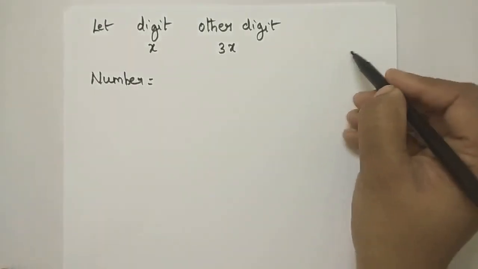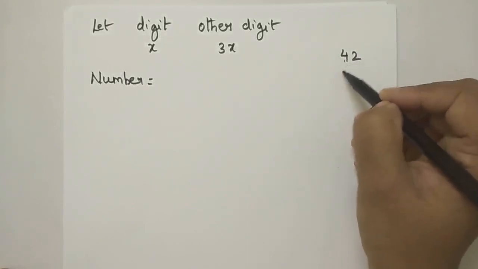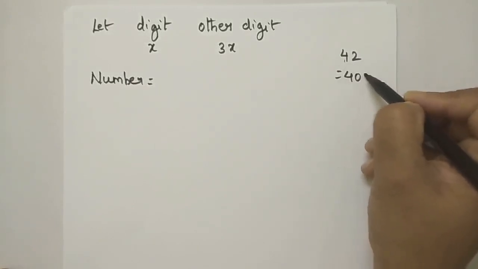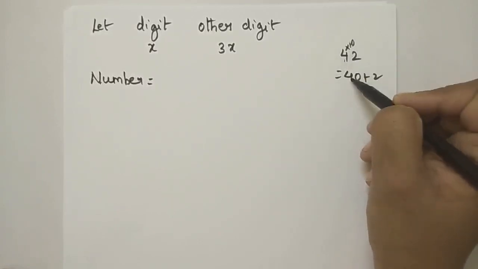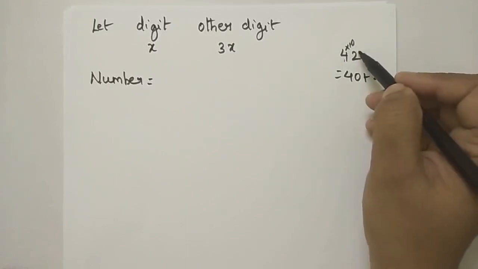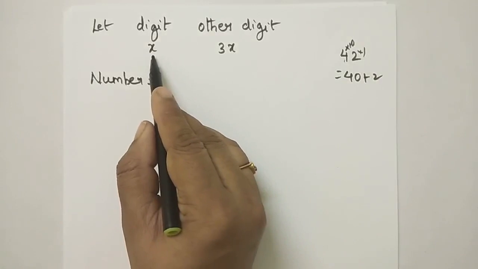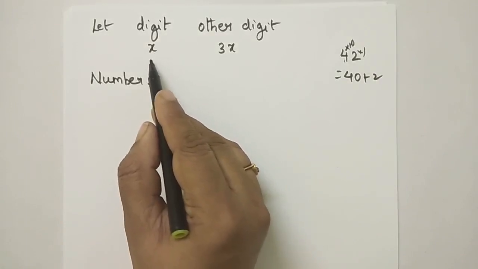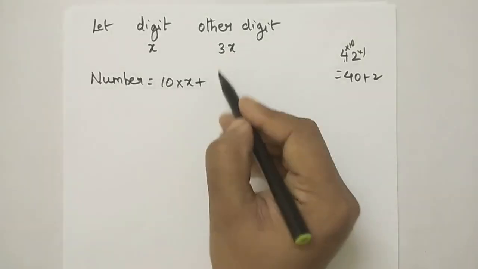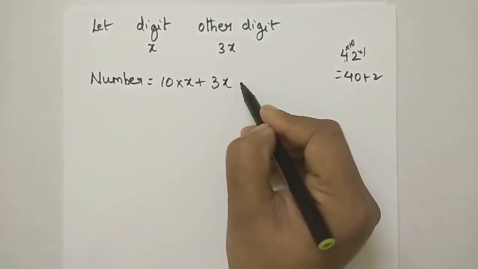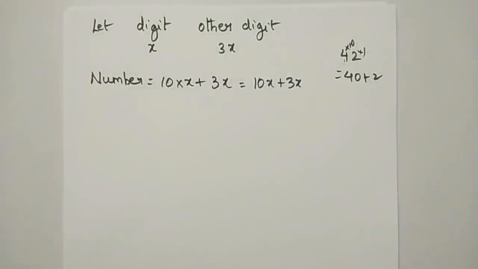Suppose I will explain with an example. Let us take 42. Here this number can be written as 40 plus 2. 4 is in tens place, so you multiply with 10 and write it as 40 plus 2, here 2 into 1, is it not? Similarly, as we took the digit as x, this digit is in tens place, so multiply 10 into x plus 3x, it is in ones place, so this becomes 10x plus 3x. This is the number.